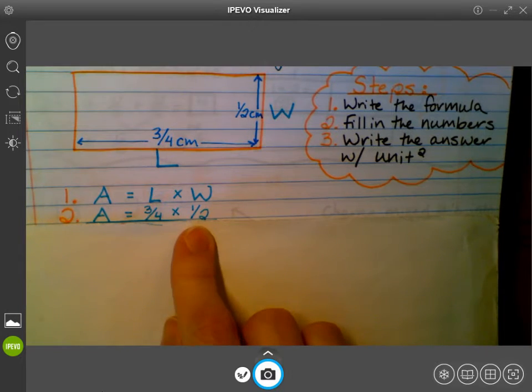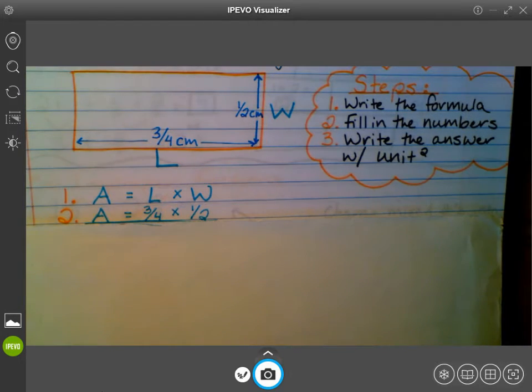Give me a thumbs up when you have step 2 completed. We're just multiplying 2 fractions. All right. Once you have step 2 done, I would like you underneath put a 3 for step 3 and then follow step 3. Write the answer with the unit squared. So when you finish step 2, go ahead and finish step 3 and then give me a thumbs up when you have solved it.